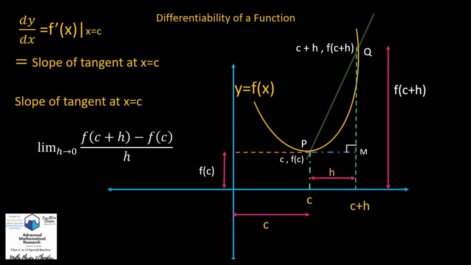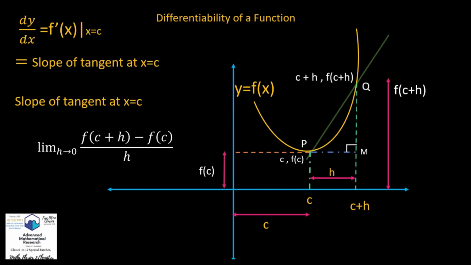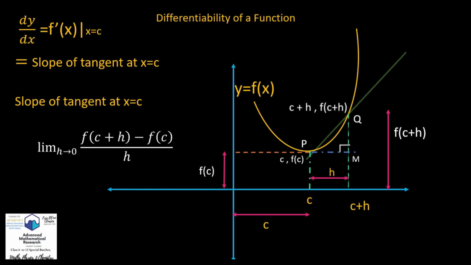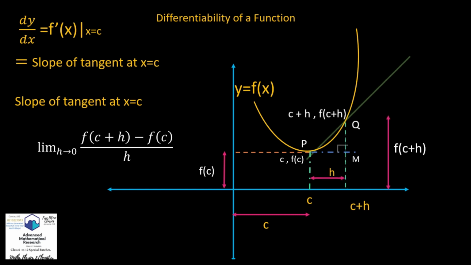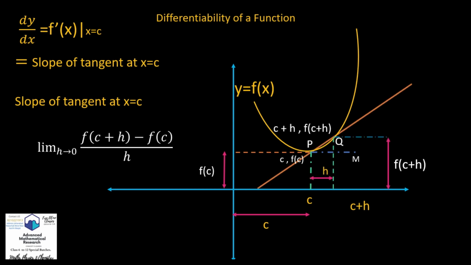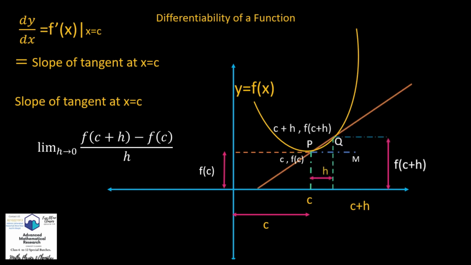See, h is becoming smaller and smaller. So we see that as h becomes smaller and smaller, the slope of the PQ line will become the slope of the tangent at point P when h is tending to 0. So when h is tending to 0, point Q will become point P.